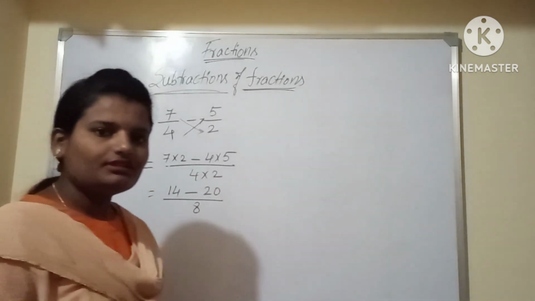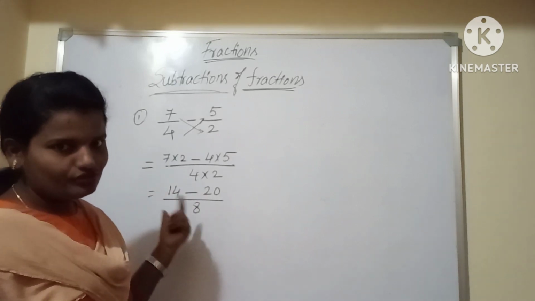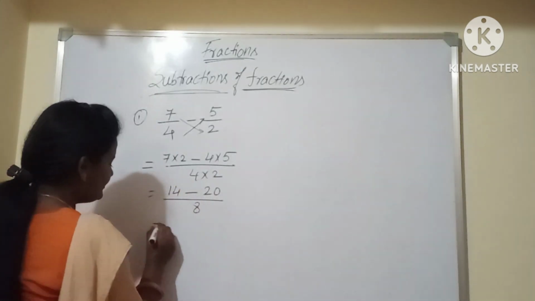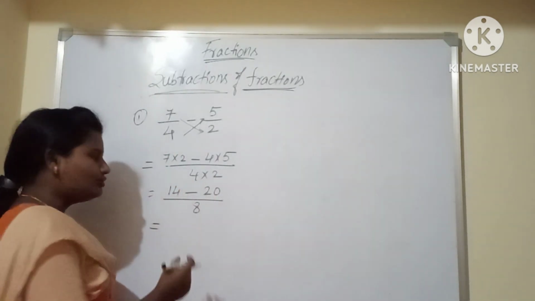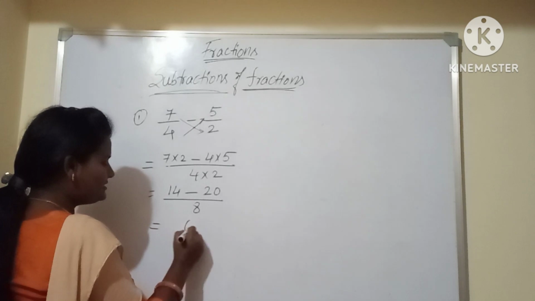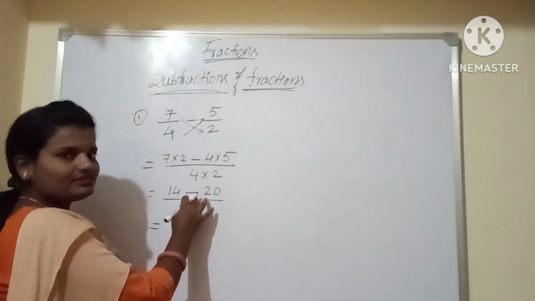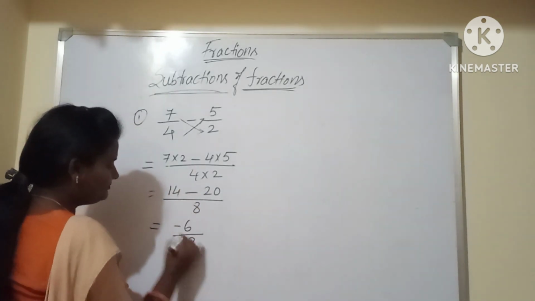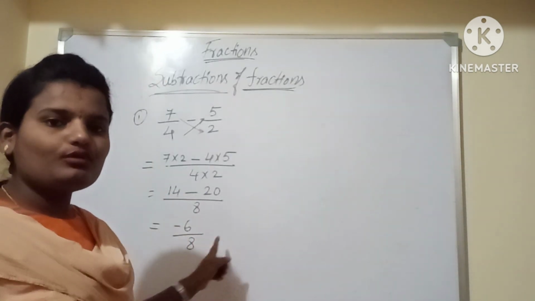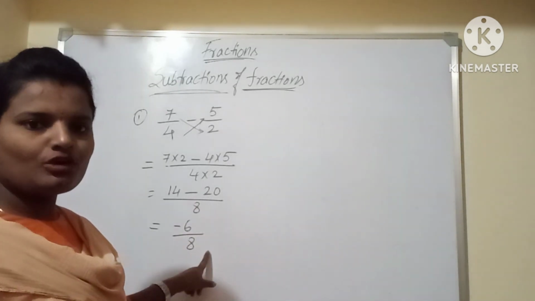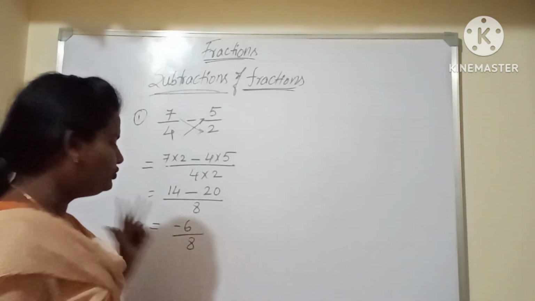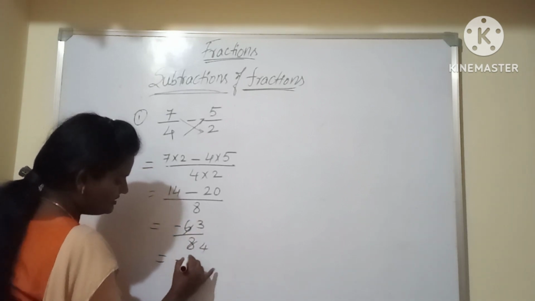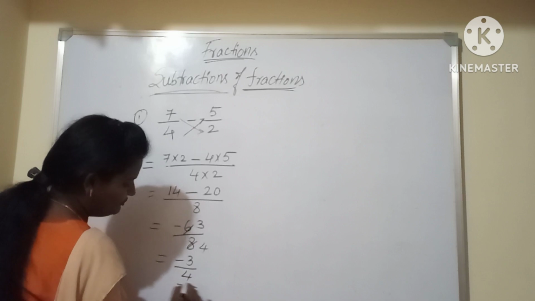Now if you observe here, both the signs are different. So what do we have to do? Subtraction we have to do. So 14 minus 20, or else you do 20 minus 14. How much will you get? 6. But the bigger number has which sign? Minus. So minus 6 by 8. Again, both the numerator and denominator will go with the same table. What is that? 2. 2 3s, 2 4s. After simplifying, what is the answer? Minus 3 by 4.